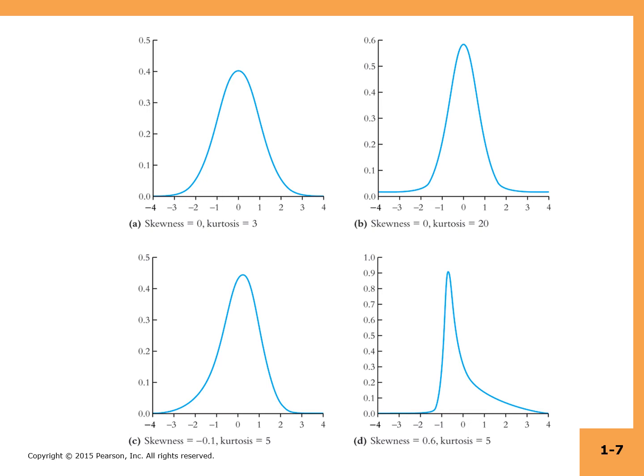Distribution C shows that the skewness is negative, which means that it has a left tail. And kurtosis is 5, which is greater than 3, so it has a thicker tail. And then the last distribution, the skewness is positive, greater than 0, which means that it has a right tail. And kurtosis is again greater than 3, which means that it has a thicker tail.